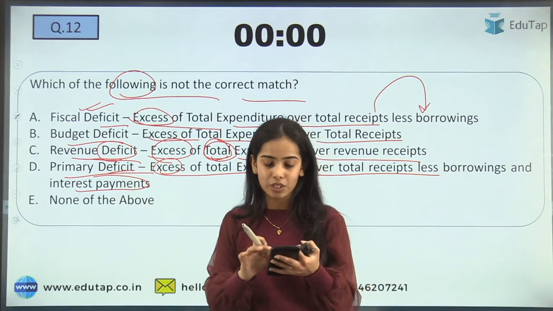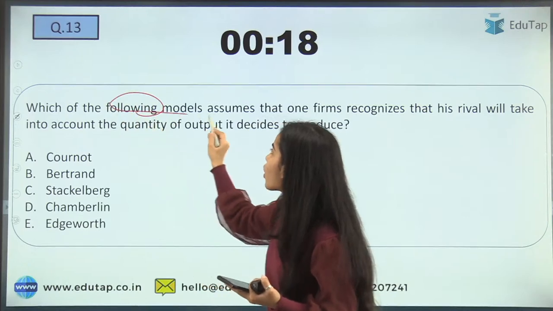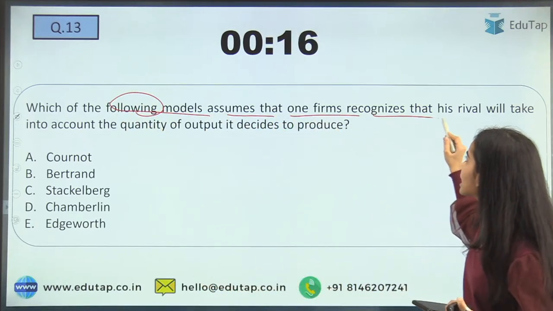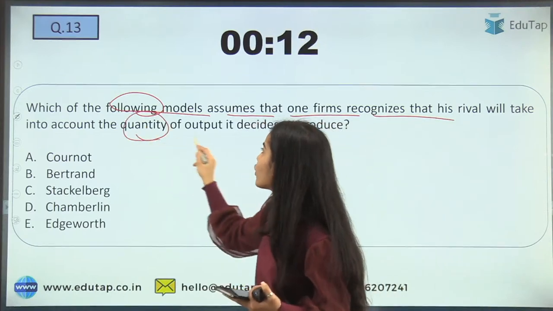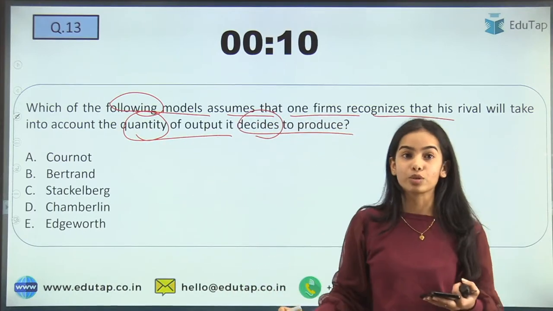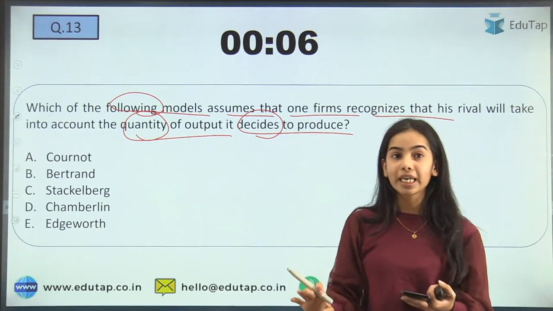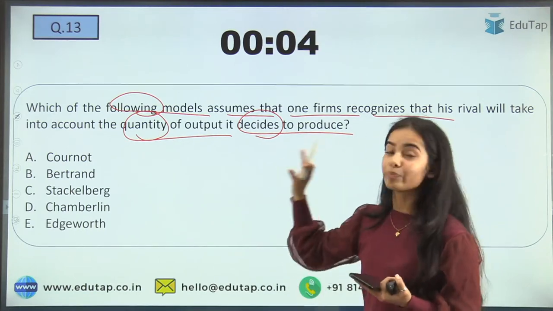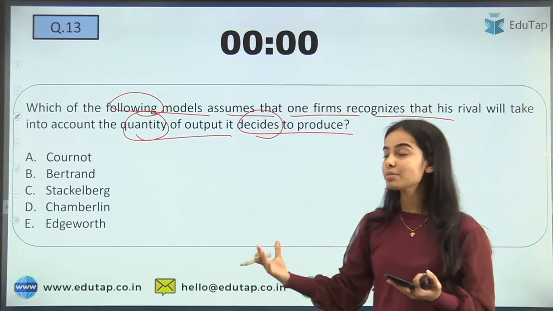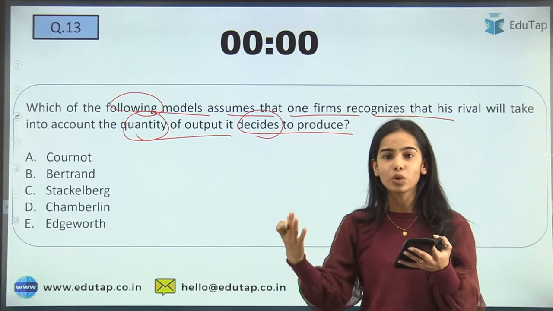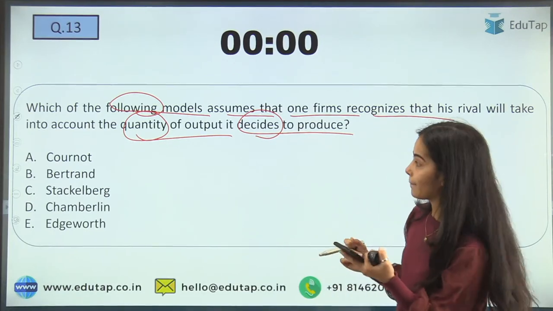So okay, next question we can move to: which of the following models assumes that one firm recognizes that its rival will take into account the quantity of output it decides to produce? So try to give the right answer to this one. This can be a little tricky, but this kind of question is very rare in the exam. But if it comes, then you can just try to guess. Try to make an intelligent guess.